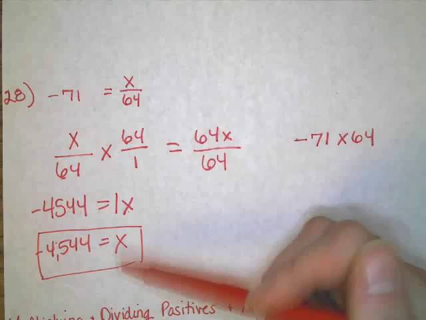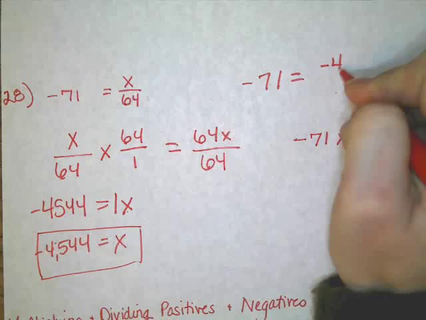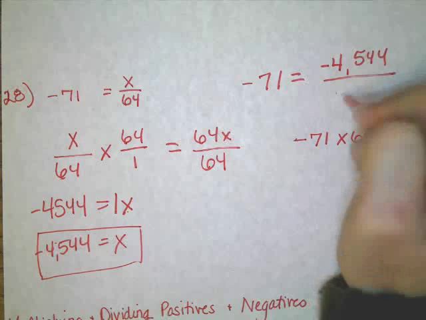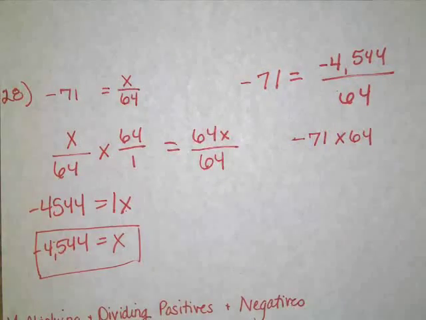This right here, we're going to plug in up here. So now we're going to say negative 71 is equal to negative 4,544 divided by 64. Is 4,544 divided by 64 negative 71? Yes, it is. So we know it's right. Even if it seems really unrealistic to have that be the number, if it works here, it's right. Does that make sense? 4,544 equals x. Yeah, x, that's the answer.